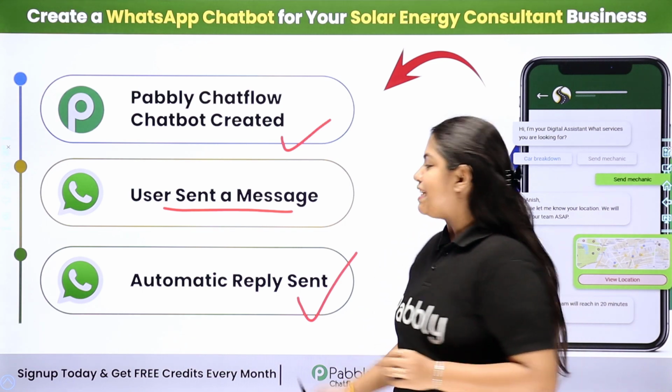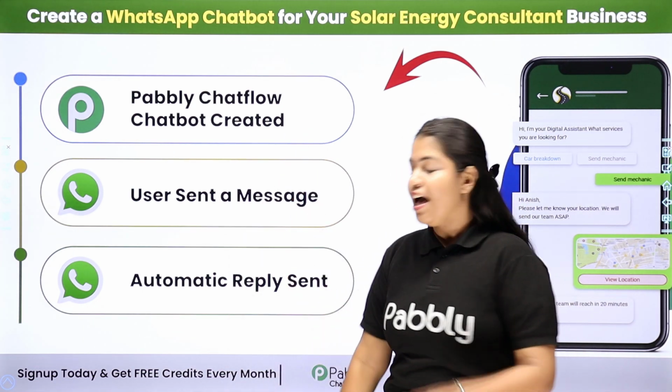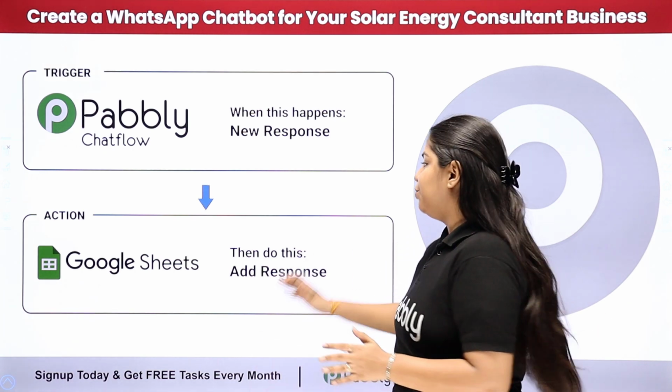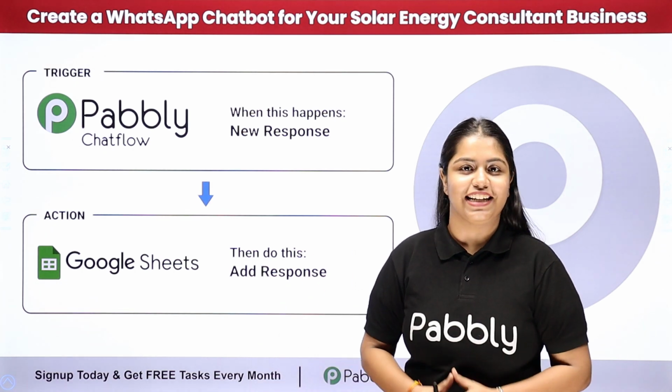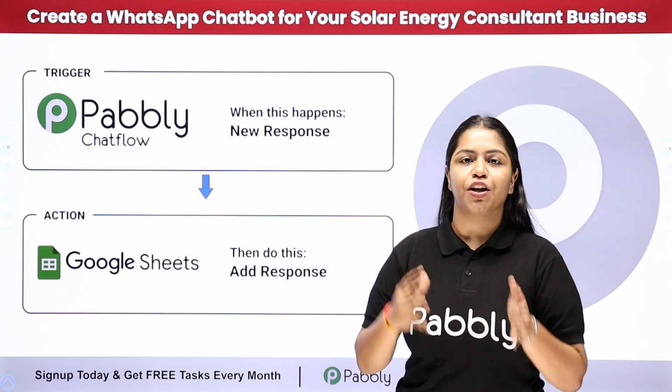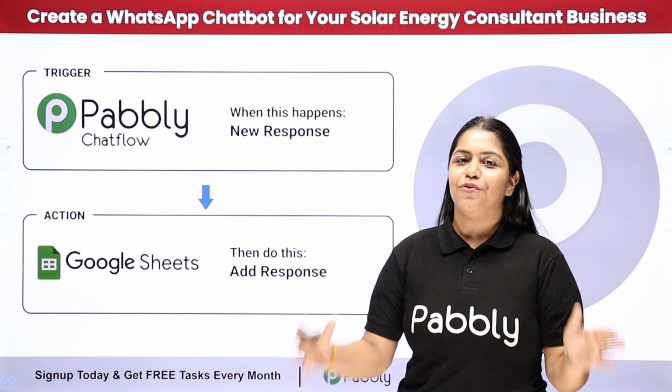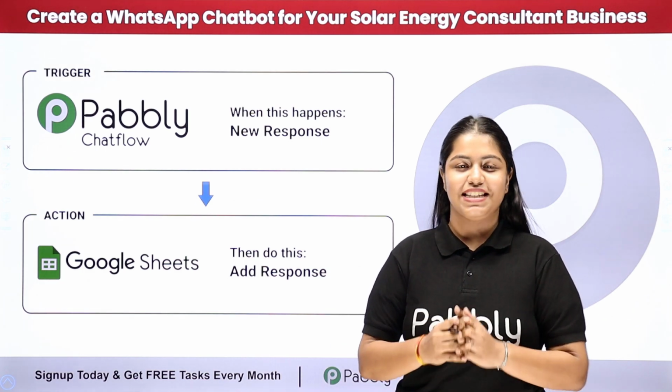But not only sending and receiving WhatsApp messages, we can also collect the user information, which we can further add in our Google Sheets using Pabbly Connect. So if you want to see the proper working of this automation or create it for your own business, then come with me towards my screen.